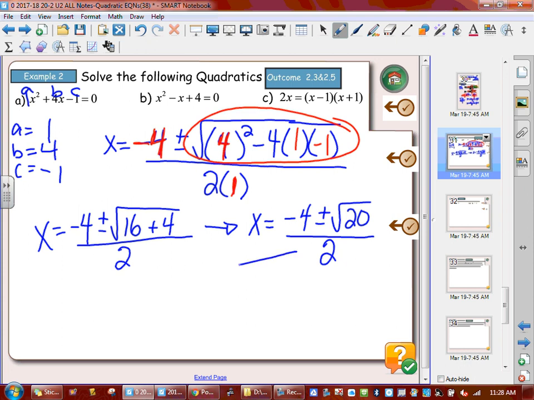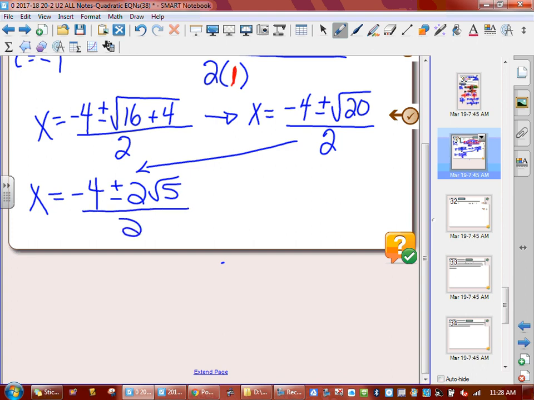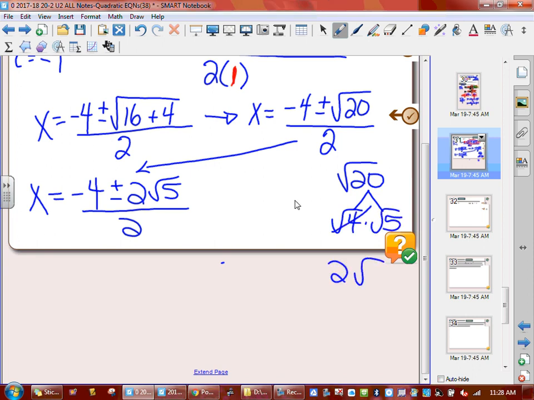So we're going to reduce root 20. So we're going to get negative 4 plus and minus 2 root 5 all over 2. Because root 20 is 2 square root 5. That's what he breaks down into. So I'll just show you here, root 20, root 4 times root 5, which gives us 2 root 5. Okay? So that's how that works.